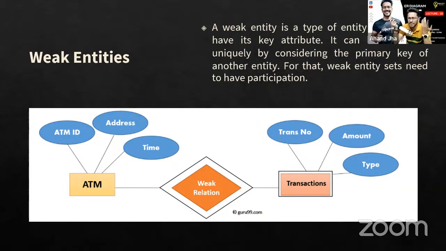Like this example, ATM ID, address, time. So it has got a very weak relation with the transaction number, amount, and type. So with the transaction ID, how will you identify which ATM the user has done the transaction on, right? Every ATM will have an ATM ID, unique ID. And if the user is doing any transaction, that will have a transaction ID, transaction amount, whether it's from the savings account or from a current account, right?